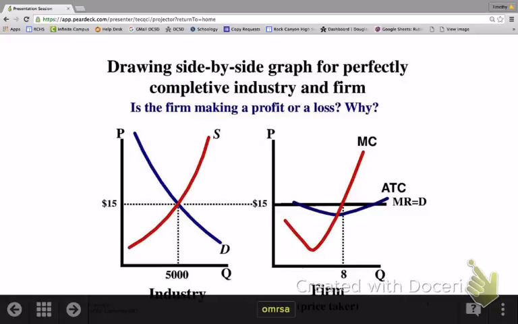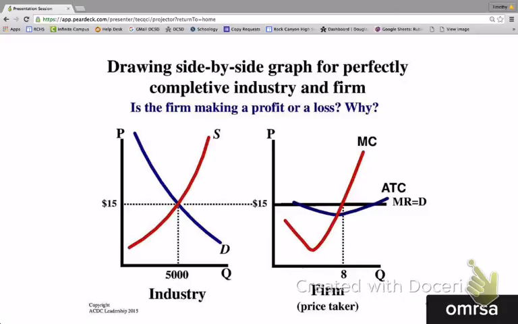Now, if we draw side-by-side graphs for a perfectly competitive industry and firm, ask yourself, is the firm represented here making a profit or a loss? Well, first, we draw the industry supply curve in a perfectly competitive market on the left. It faces a downward sloping demand curve, an upward sloping supply curve, and the market price would be determined to be $15, and 5,000 units would be produced by the industry as a whole.